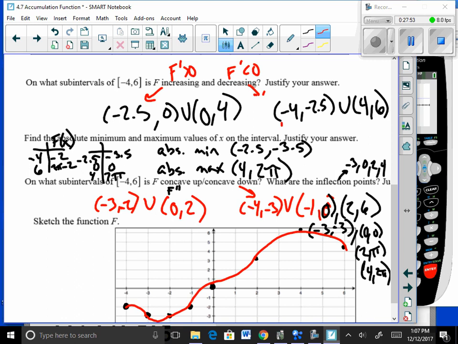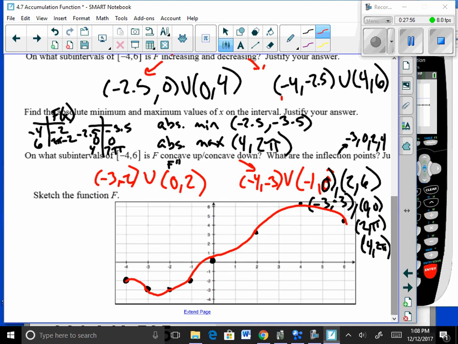Okay, now, does that match with my absolute max and absolute min? It says I have an absolute minimum at -2.5, comma -3.5. Yep, and I do right there. Absolute maximum at 4, comma 2 pi, and that's matching there. And then if my points of inflection were working, these right here were my points of inflection. So at -3, -3, that does look like it changed from concave down to concave up. At 0, 0, it did change from concave down to concave up. At 2, comma pi, that does look like it went from up to down. And then at 4, comma 2 pi, that was already concave down.